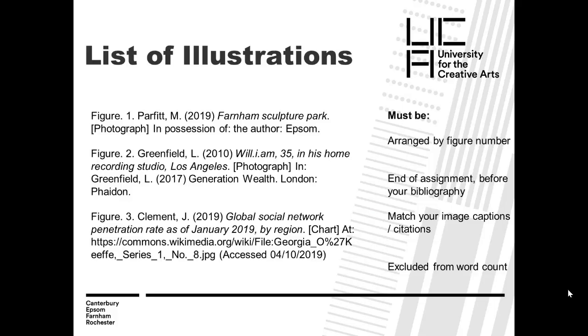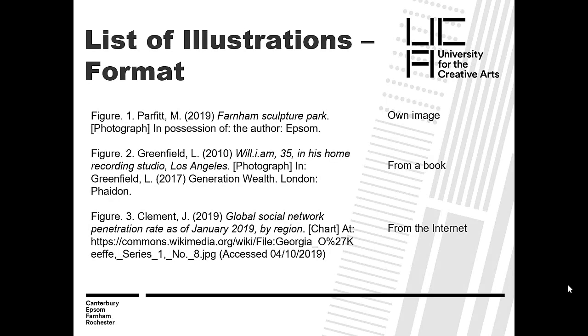A list of illustrations is a list of all the visual and image sources used in your written assignment. Your list of illustrations must be arranged by figure number. Unlike a bibliography, a list of illustrations is arranged by the figure number, starting with the first in ascending order. It must be placed at the end of your assignment, but before your bibliography. It must match your image captions. Every image caption included within your writing should have a corresponding entry in your list of illustrations. Make sure that all of the basic information in your captions matches that in your list of illustrations, and it must be excluded from your word count.